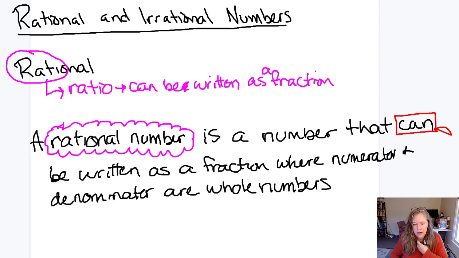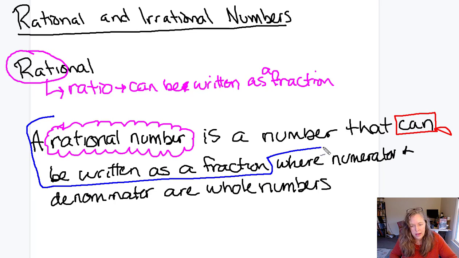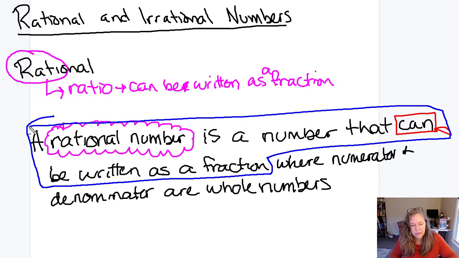This part where the numerator and the denominator are whole numbers is important to have in there to be exact, but it's not so important for you guys to know. If you just remember that a rational number is a number that can be written as a fraction, the whole numbers part is kind of like a qualifier. Okay, I'm going to erase this.